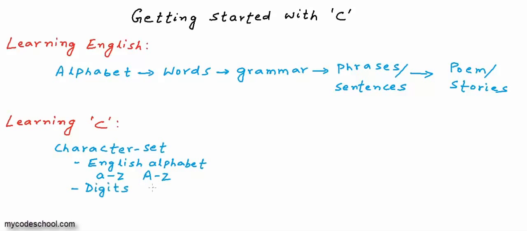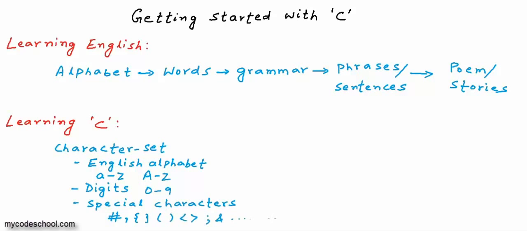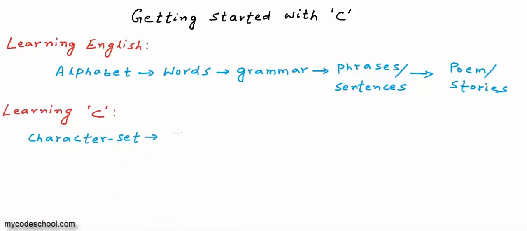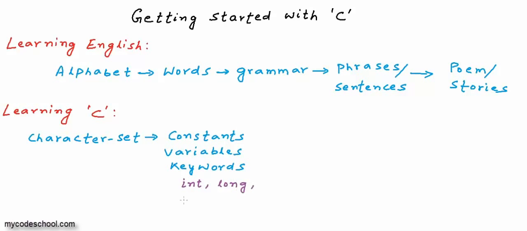Then we can use decimal digits from 0 to 9. And then we can use a lot of special characters like hash, comma, parenthesis. A lot of them we will learn about as we write some programs. Once you know the character set that you can use, then you need to know how to write constants, how to create variables, and you need to know some of the keywords. Keywords are special words that should always be used for a specific reason. Some of the examples of keywords are int, long, break, continue, while, and there are many of them. But there is a finite set of keywords and they are not too many like words in English dictionary.